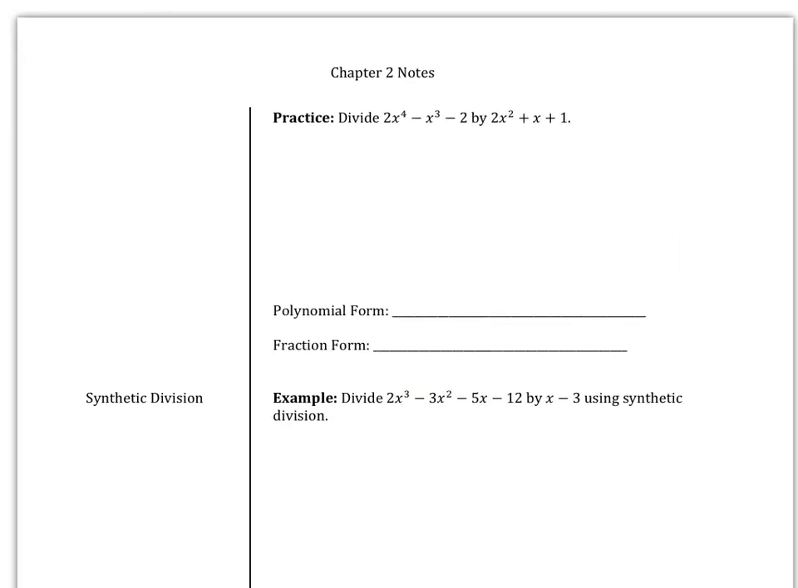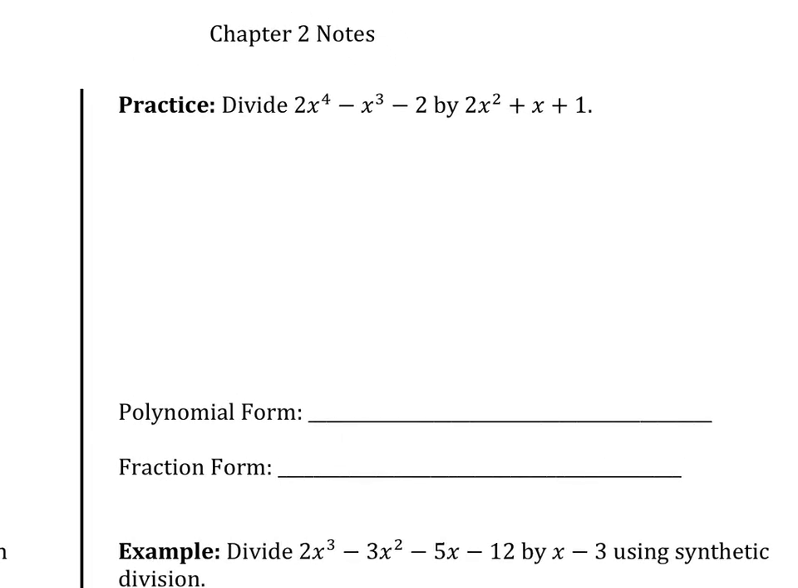All right, let's have you try this one. Divide this by this. So you have a slightly harder one. Let me show you how to set it up though. 2x to the 4th minus x cubed minus 2. Is this the correct way to write this?